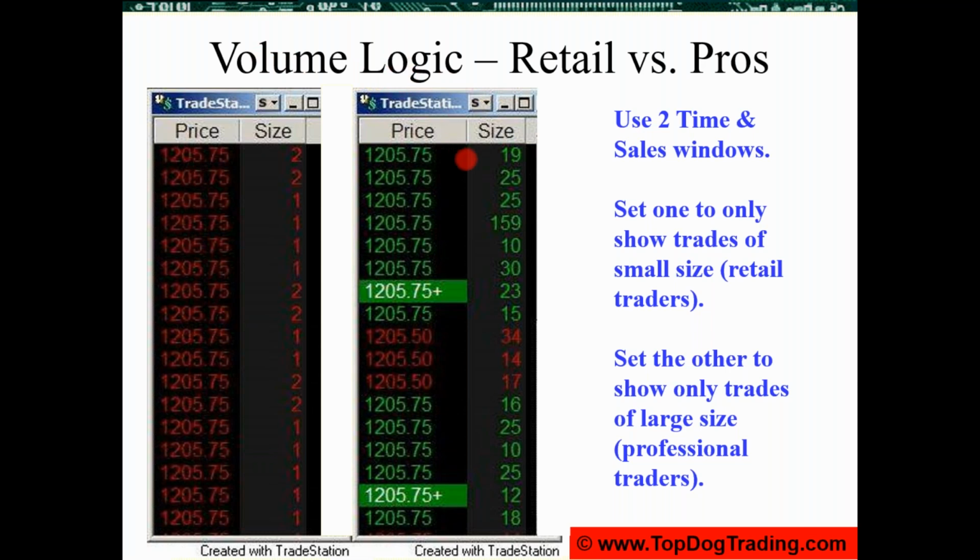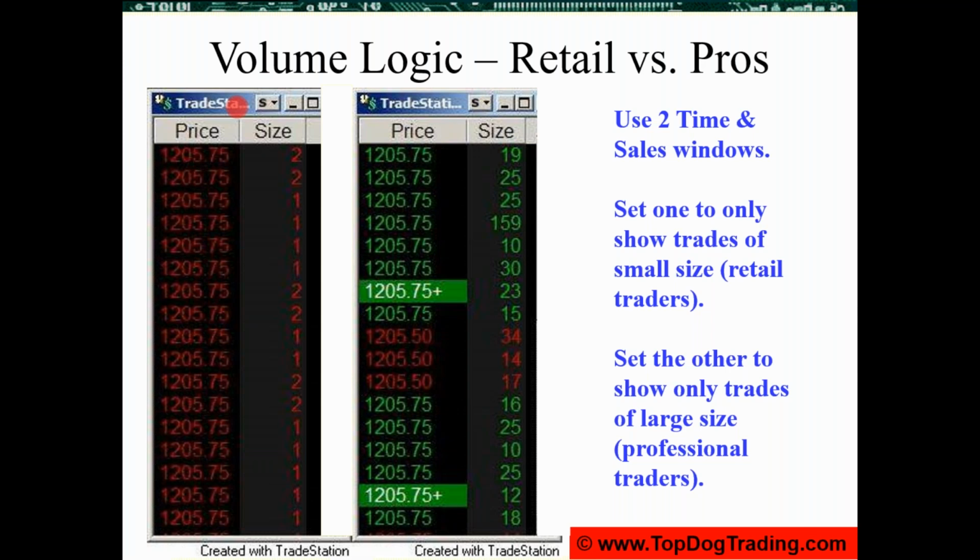Now, here we've got one. In this case, I made it 10 contracts or more. So I'm only seeing orders with 10 contracts or more over here. On this one, though, look, there's only 1 and 2. So I changed the filter on this one to only show me trades that are 2 contracts or less.